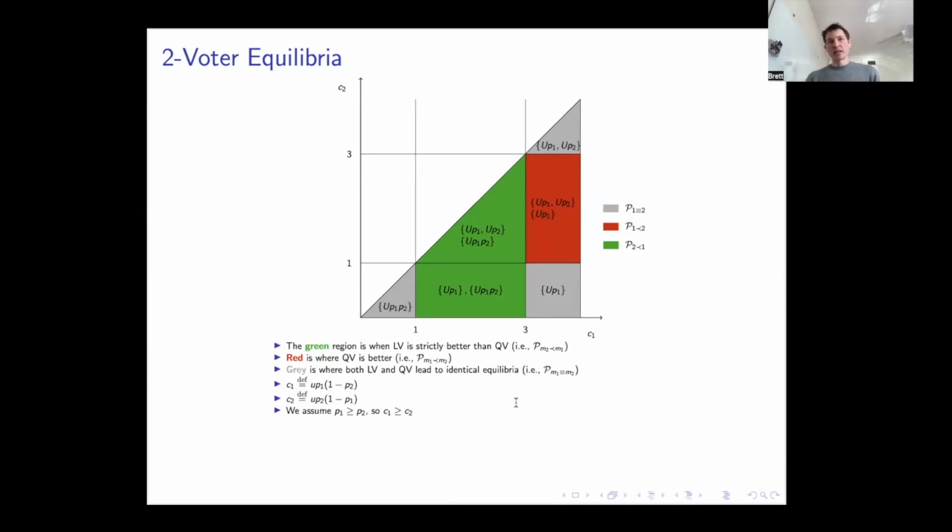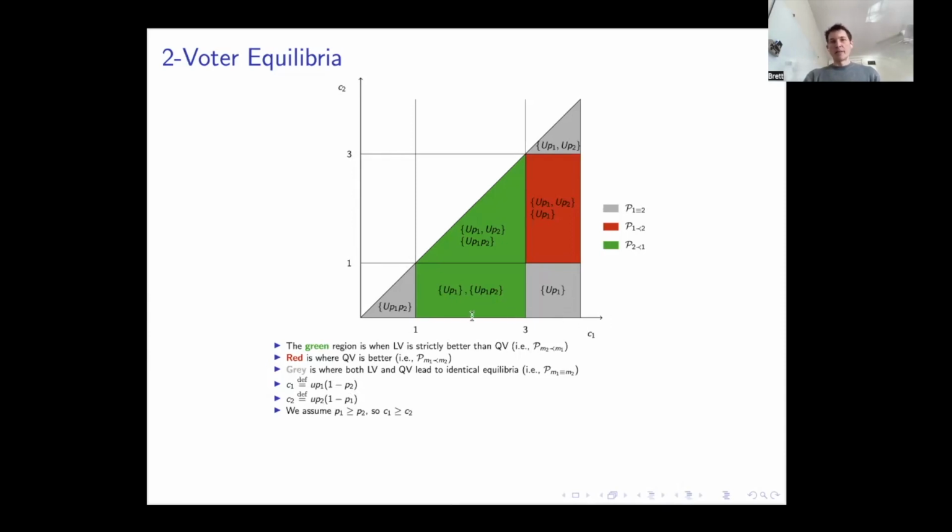And here, to make this plot turns out to be really nice if we make the axes not the two precisions, but essentially the probability. C1 is the probability that voter one gets it right and voter two gets it wrong. And this axis, C2, is the probability that voter two gets it right and voter one gets it wrong.